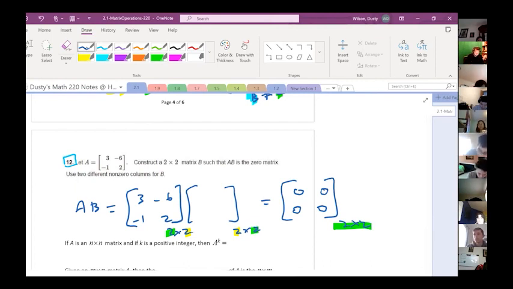And so maybe I'll try 2 and 1 here. So notice that 3 times 2 is 6, minus 6 times 1 is 0. And -1 times 2 is 2, plus 2 times 1 is 0. And then we could try 4 and 2 there, and the same thing works.